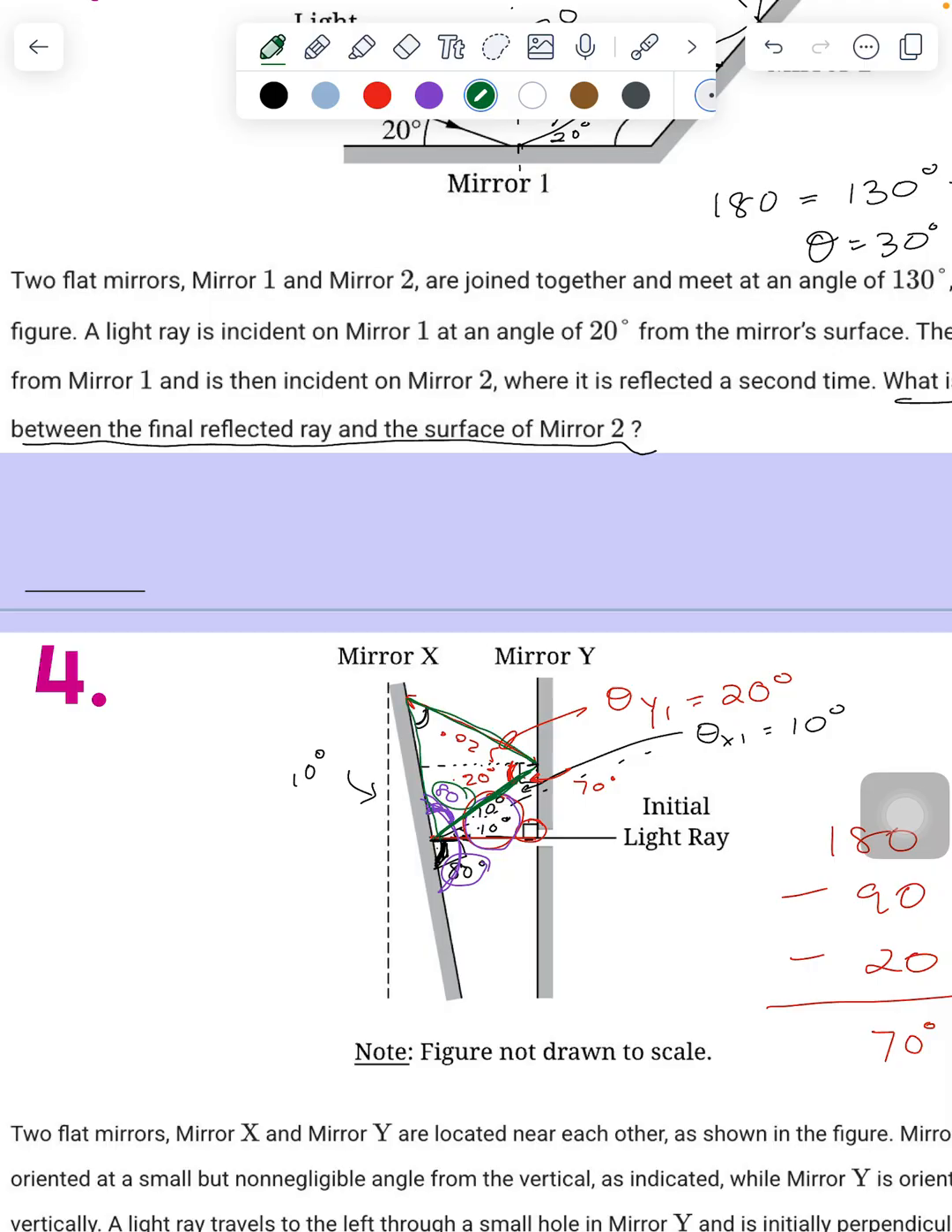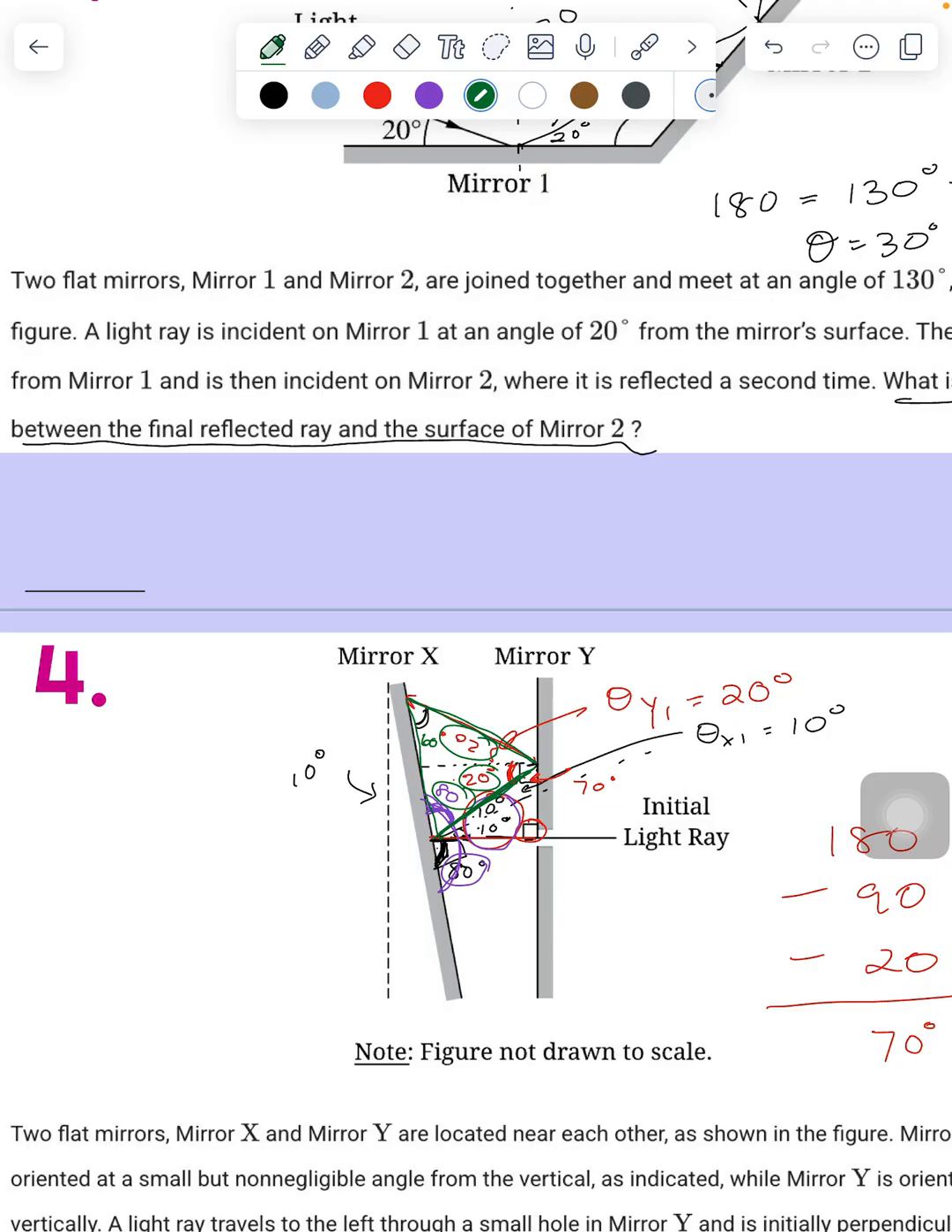We have 80 plus 20 plus 20. That's 120. And then how much is left of that? We need to get to 180, so that's going to be another 60. So 60 plus 40 plus 80 should be 180 degrees to make us a triangle, because that's true of any triangle. We're not dealing with the right triangle here.